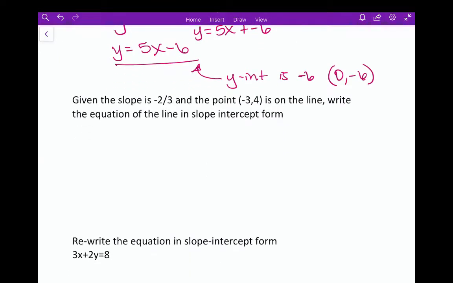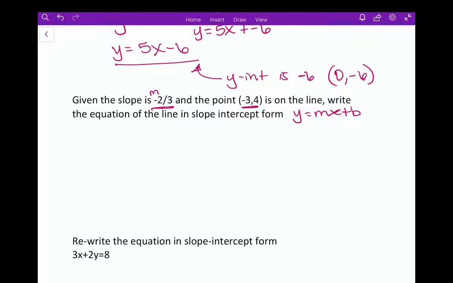Given the slope is -2/3 and the point (-3, 4) is on the line, write the equation of the line in slope-intercept form. So we want our equation to look like this. That means we need m and we need b. Well, we have m right now, but we don't have the y-intercept. The reason I know we don't have the y-intercept is because this point does not have a 0 where the x is. So that is just a point on the line.